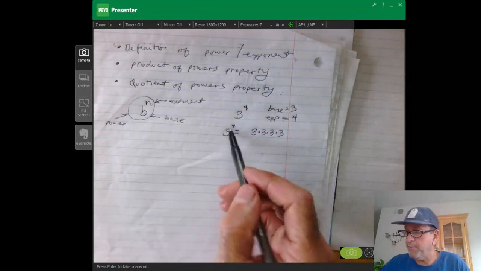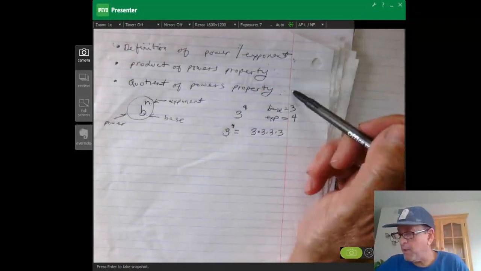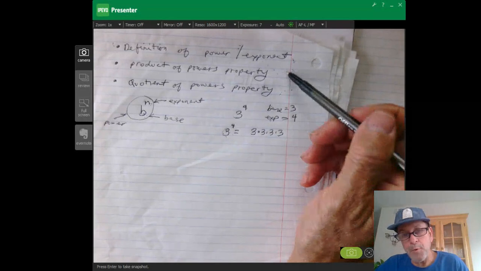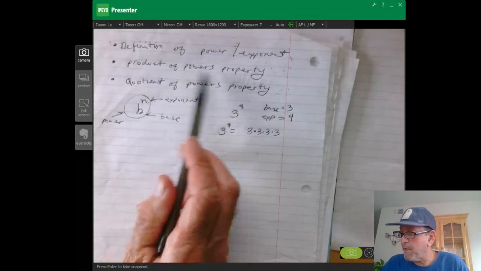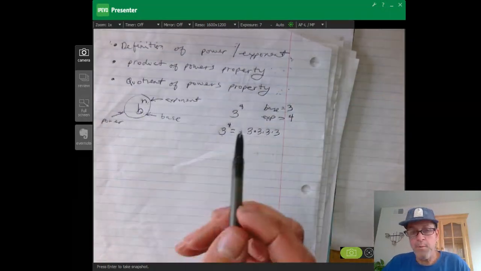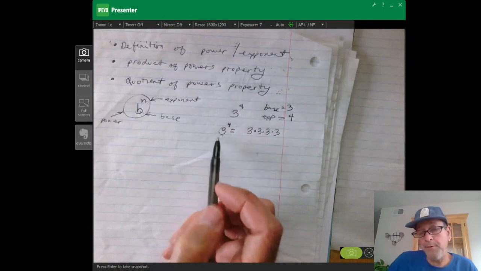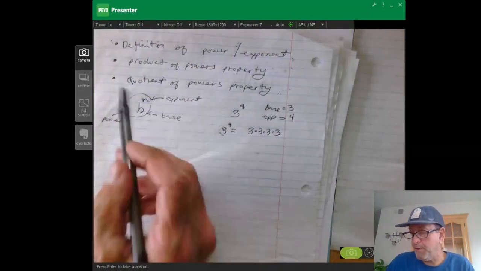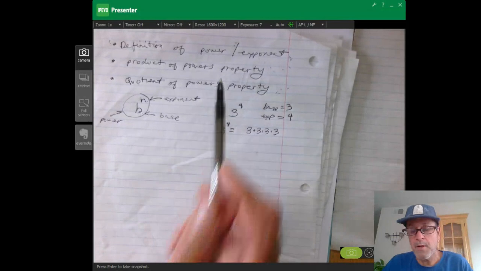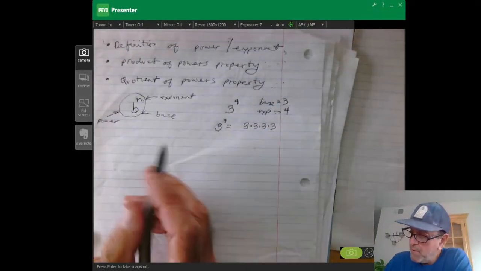We're going to be working with these two properties. In both cases, with the product of powers and the quotient of powers, we will be talking about them when using the same base, because these properties do not work when you use different bases.